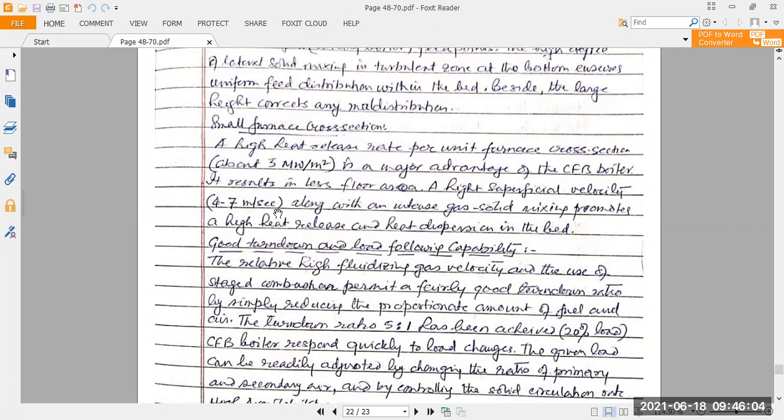It reacts in the bed at the primary temperature. It results in less area at high superficial velocity, about 4 to 7 meters per second, with intense gas-solid mixing that performs a high heat release and heat transfer in the bed itself. So what we read here is the small furnace cross section, and a high amount of heat is released per unit area, about 3 megawatt per square meter.